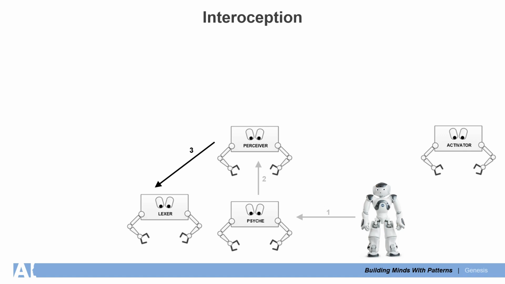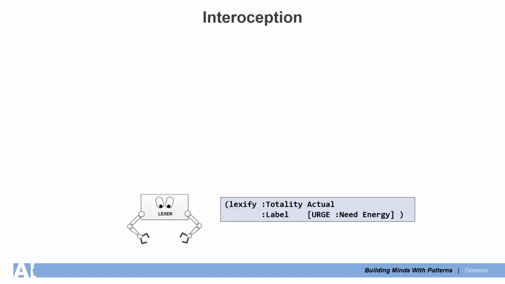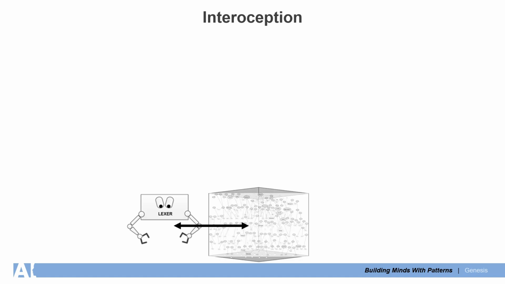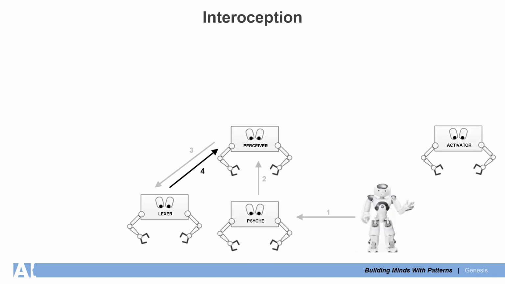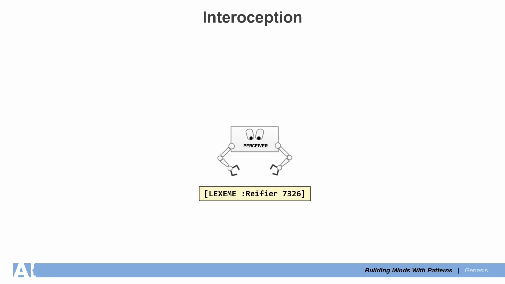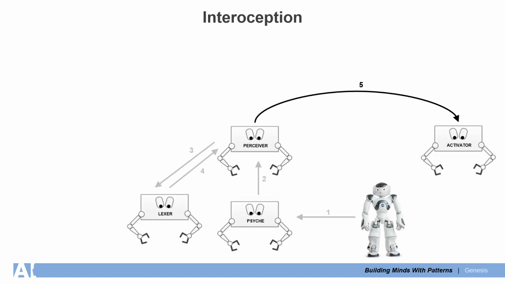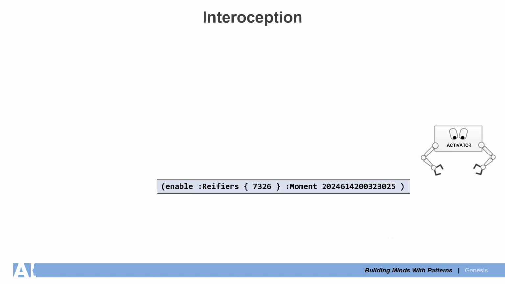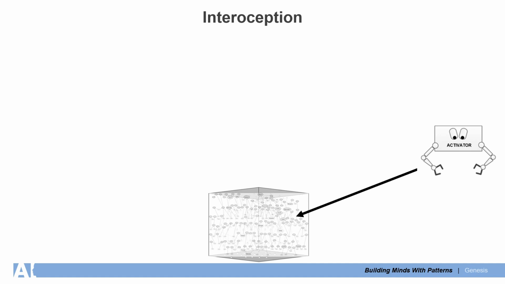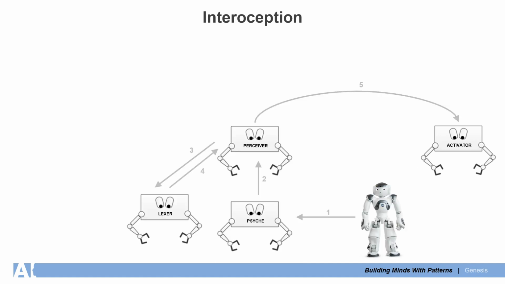interocept by looking it up with the lexer. The lexer lexifies the urge for the need for energy and returns the reifier of the scheme. The perceiver requests that the activator enable that reifier. The activator enables the reifier, and interoception has occurred.